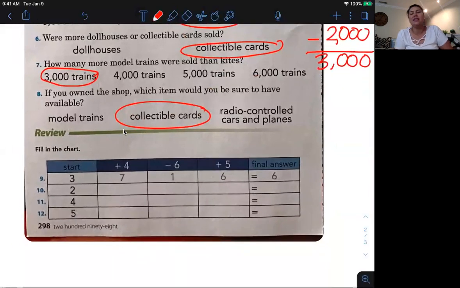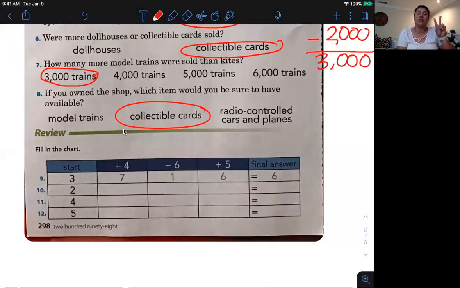Ooh, this is fun. This is kind of a review. You're going to be adding and taking away. You start with the first number there in the first column, and then you're going to add 4 and then take away 6 and then add 5. So this should be fun. It's going to put your brain to work for sure.